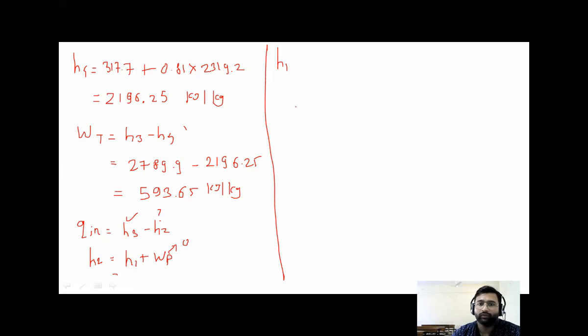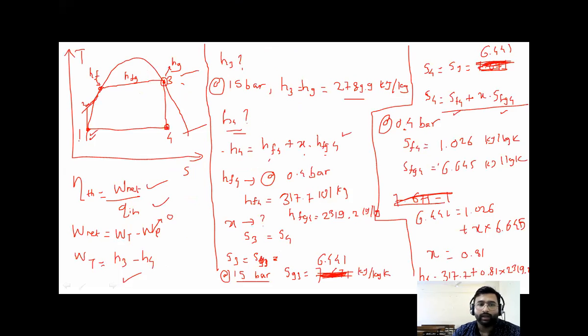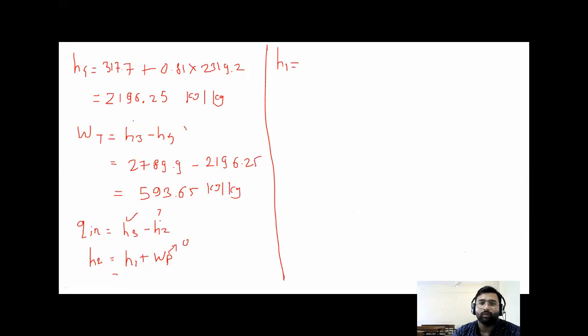So how to calculate H1? H1 is nothing but the enthalpy of saturated liquid at 0.4 bar. So you have to go for 0.4 bar. At 0.4 bar, how much is HF1? 317.7. We calculated it previously, right? 317.7 kilojoule per kg. So H1 is 317.7 kilojoule per kg.